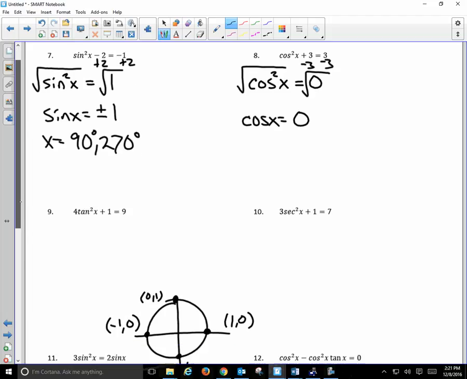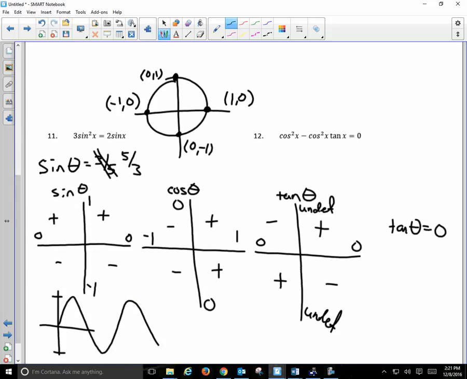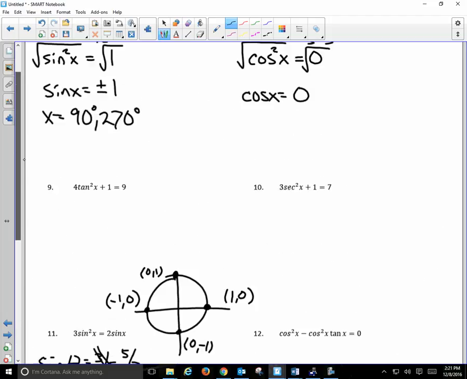Look at your cosine chart that we made down here. Where is cosine equal to 0? 90 and 270, same places.